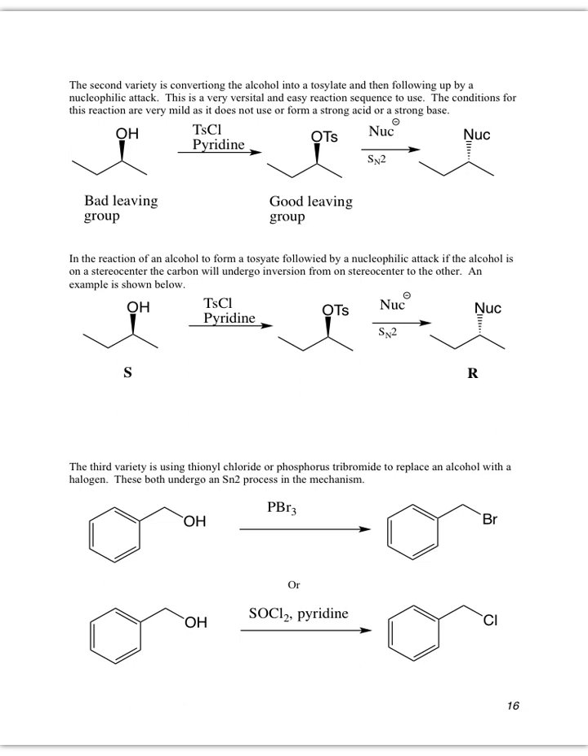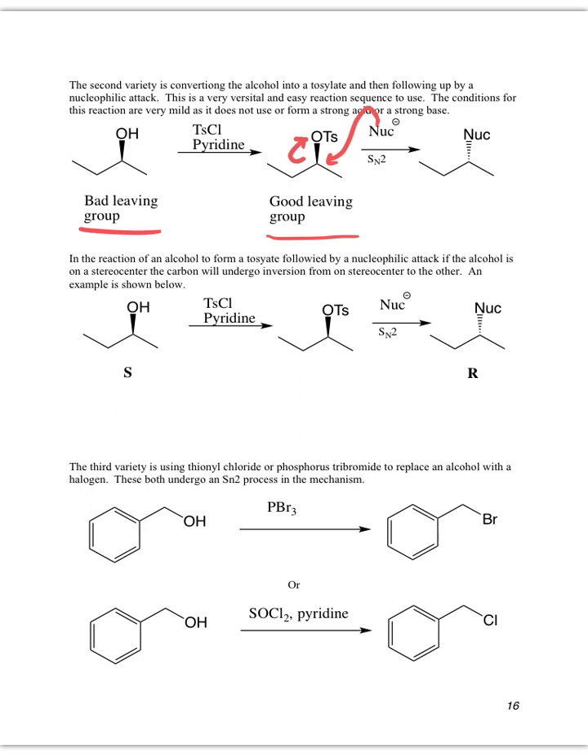A second way to convert an alcohol into a good leaving group is to make a tosylate. Now, the alcohol, as we said, is a bad leaving group, but if we had tosyl chloride and pyridine, we make the tosylate. The tosylate is a really good leaving group. If we have stereochemistry, we have to be careful of what happens in that stereochemistry, but the nucleophile in an SN2 comes in from the back side to displace the good leaving group to give us our product.